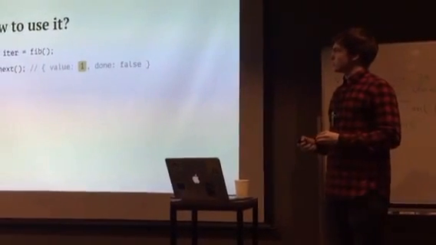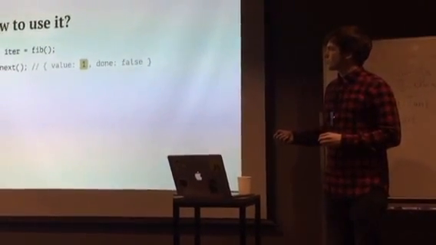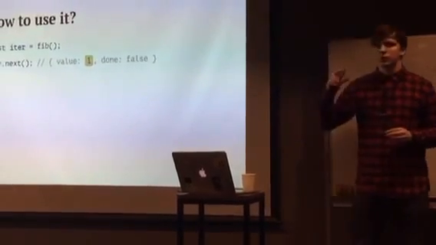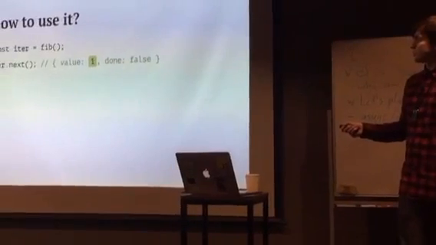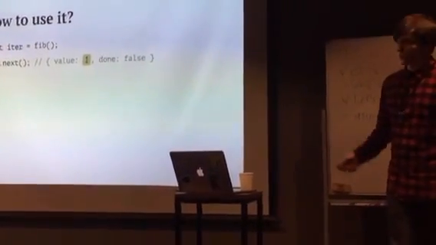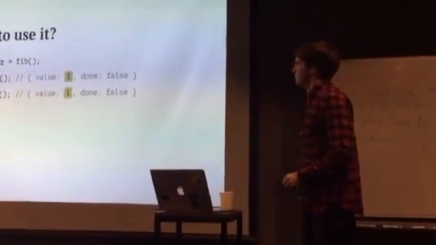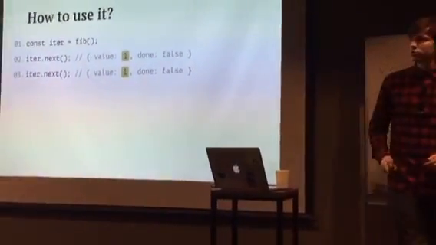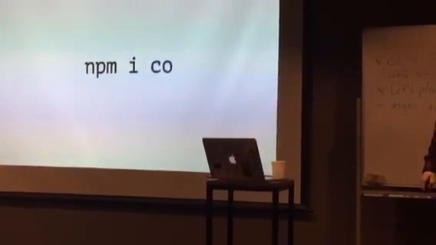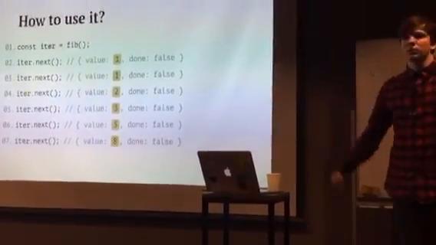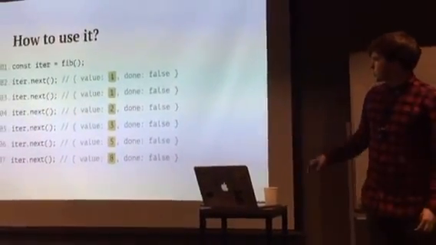You can just call the next method, and then you will get a result object with a value, which is the actual value of this particular item in the sequence, and a flag done, which says whether this sequence is finished or not. And talking about the Fibonacci sequence that we wrote, it will be a really infinite sequence, and step by step you will get the next number like 1, 1, 2, 3, 5, 8, 13, and so on.